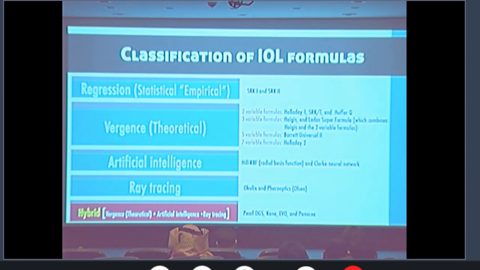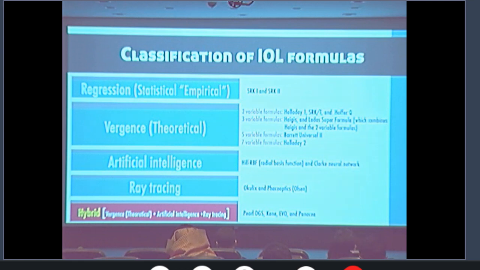I have to highlight here that even if you use 7 variables, it doesn't mean that it will be more accurate. There is a study comparing the Holladay 2, 6 variables versus 7 variables. They excluded the refraction, and they found without refraction it's more accurate. So it is not necessarily that if you have more variables it means more accurate IOL calculation.